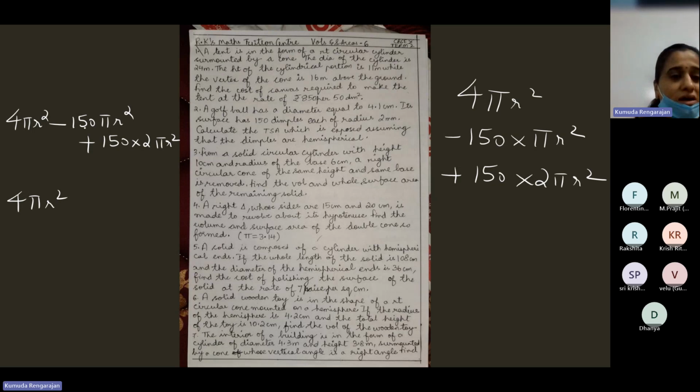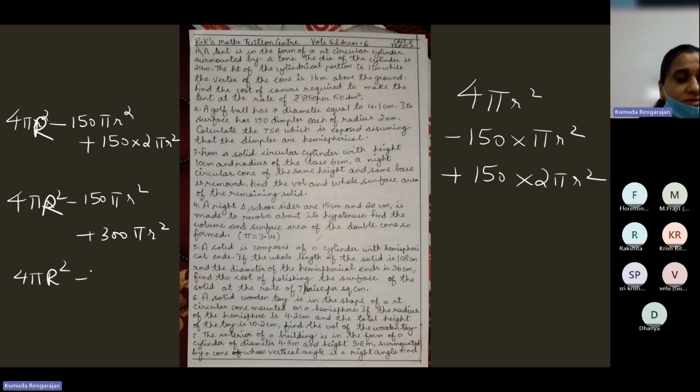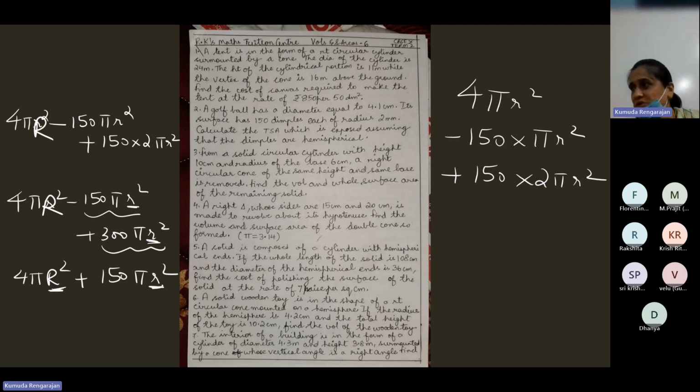So you can simplify that. This will be minus 150 pi r square plus 300 pi r square. So it is 4 pi, this you can use a capital R. 4 pi R square plus 150 pi r square, because these have the same radius. This r and this r both are the same. So 4 pi R squared plus 150 pi r squared. This R is the radius of the sphere, the golf ball. This r is of the hemisphere and the circle, which is the same. So you can simplify.